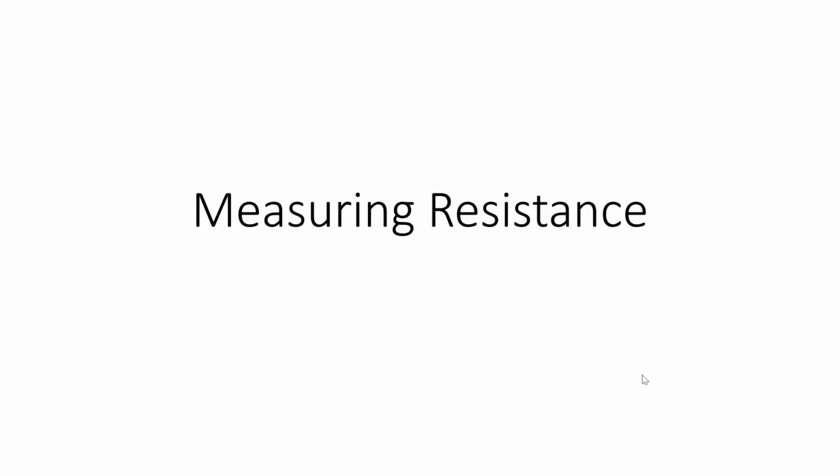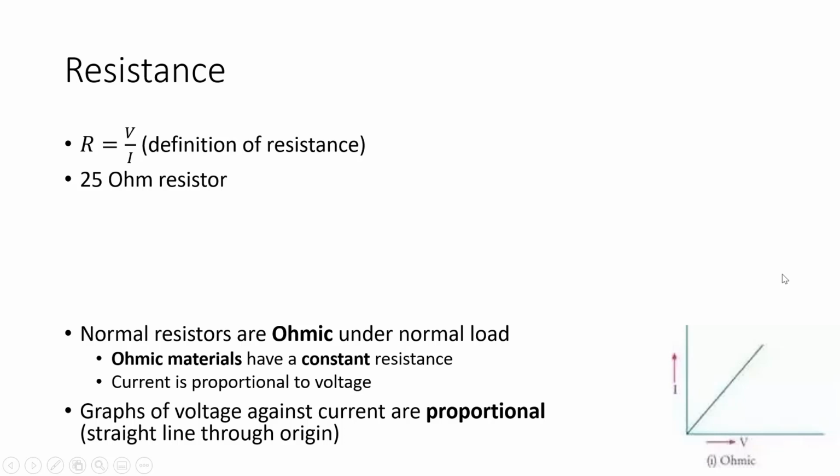Hey everybody, this is a lecture about measuring resistance. So let's start by just redefining resistance. We know resistance resists current in materials, but our definition of resistance is the ratio of voltage to current. It's volts per unit amp.